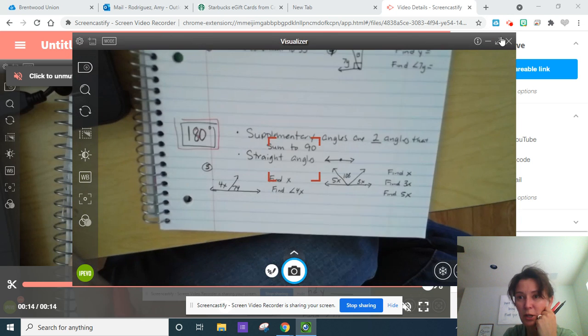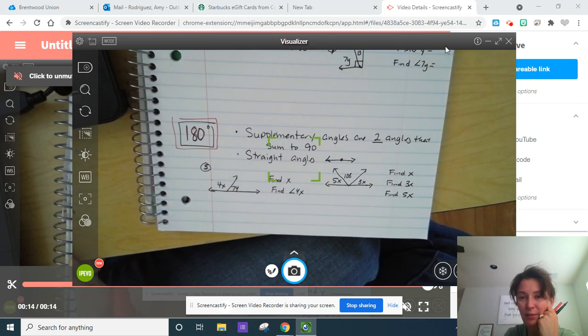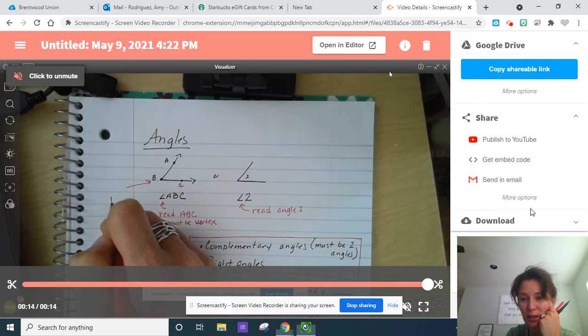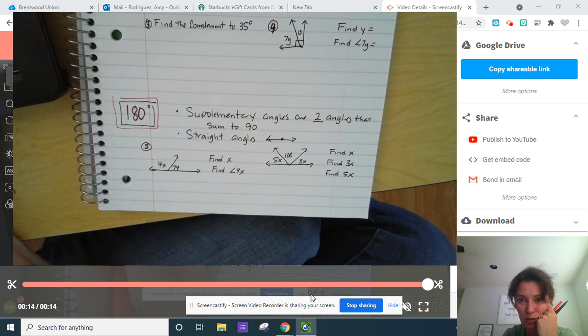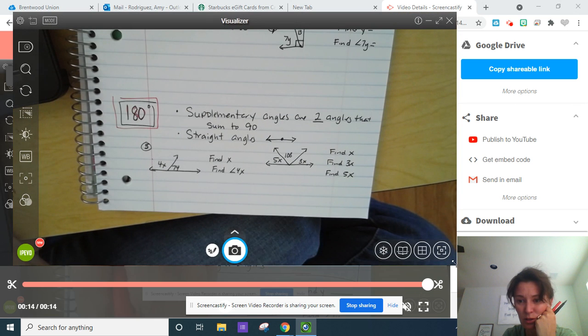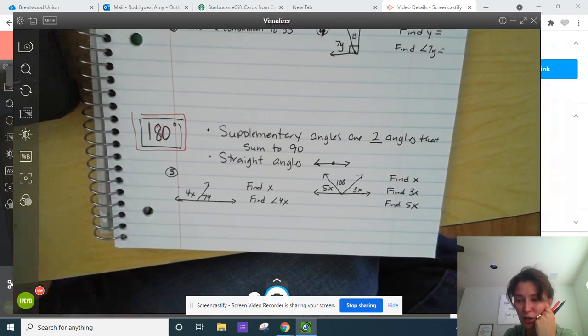We're going to be talking about angles today. Let me try to get my screen a little bit larger without the camera turning off.